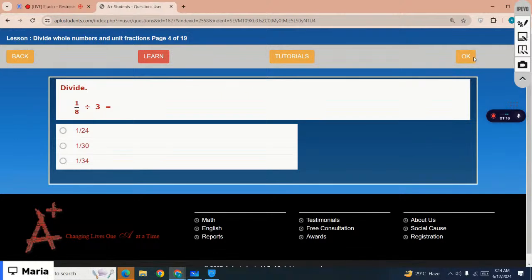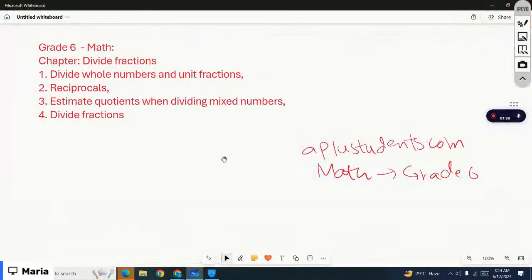Divide 1 by 8 divided by 3, which is the correct option. That's grade 6 maths. We are on grade 6 maths. I don't know what's wrong with the lesson name. There is a technical issue, right? So please focus on the learning.